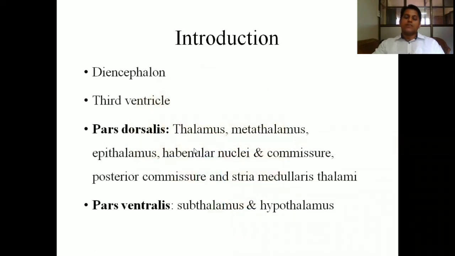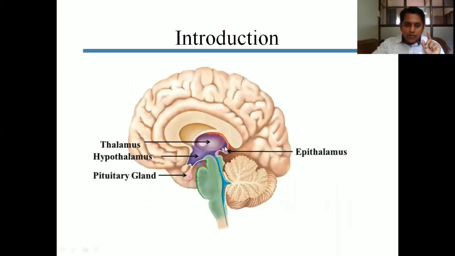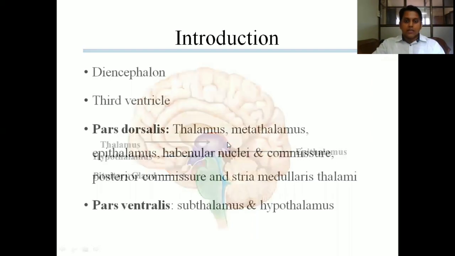So we have divided the diencephalon as pars dorsalis and pars ventralis, and pars dorsalis includes the thalamus, metathalamus, epithalamus, habenular nuclei and commissure, posterior commissure, and stria medullaris thalami. To remember the habenular commissure and the posterior commissure, in this picture you can see the one which is above is H, and then comes P. H chronologically, H and P. So habenular commissure above, posterior commissure below.